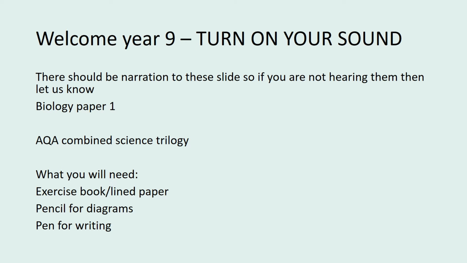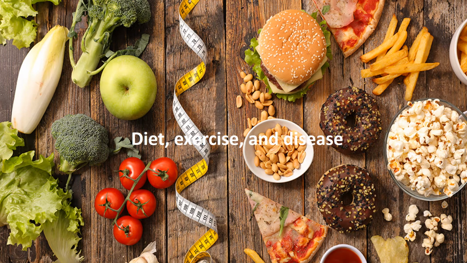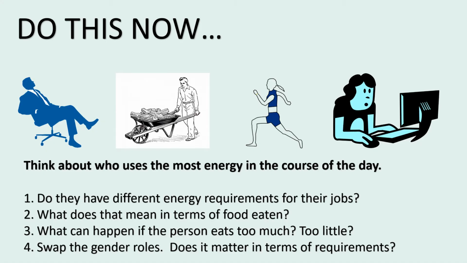We're going to be doing the penultimate lesson on health and disease. So we've got one more lesson tomorrow, and then we're going to be moving on to bioenergetics. Today we're going to be looking at diet, exercise, and the diseases associated with poor diet and lack of exercise. Before we get started, we're just going to do a little thinking activity to get us in the right frame of mind.